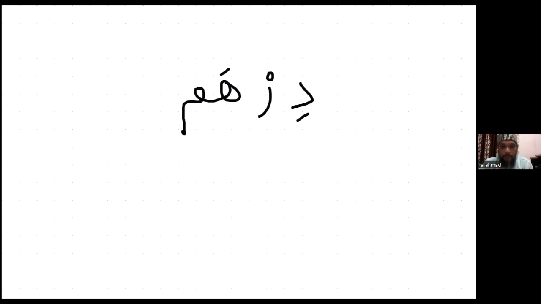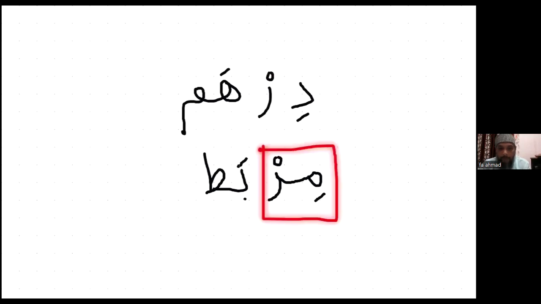Now here is meem with kasra and ra sakin. Ra has the sukoon sign. It means ra sakin. So meem kasra, ra sakin: mir. And the word is mirbat. Mim kasra, ra sakin, mir, mirbat. And here dal kasra, ra sakin, dir, dirham, mirbat.